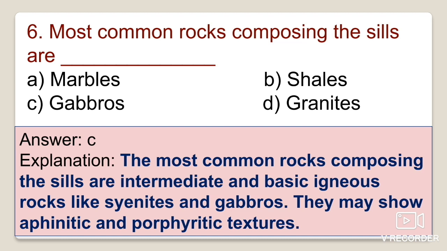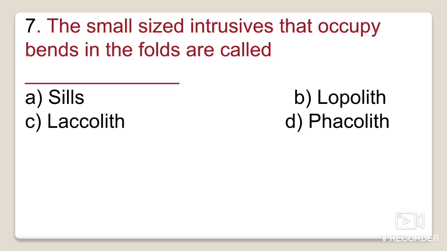So don't go into the particular option. The question can be asked in a different way, but the concept being the same, the concept doesn't change from any exam point of view. So the correct option here is option C. Next one is, the small sized intrusives that occupy bends in the folds are called as.